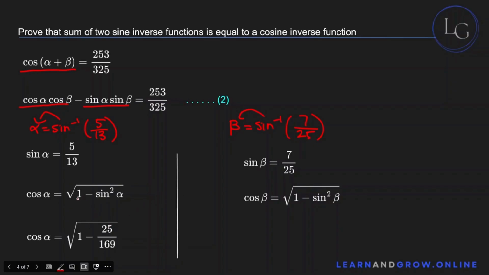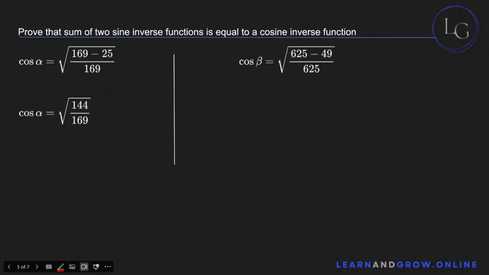So cosine alpha is equal to under root of 1 minus the square of sine alpha. Sine alpha is 5 by 13, so 1 minus the square of 5 by 13, which is this. Similarly, since sine beta is 7 by 25, sine square beta will be the square of 7 by 25, which is 49 by 625, right?